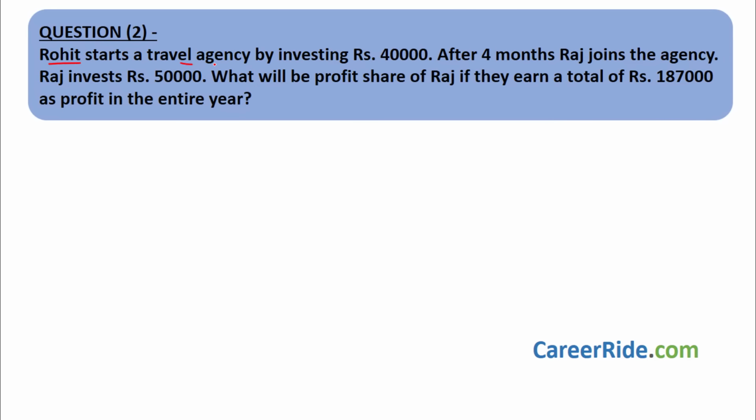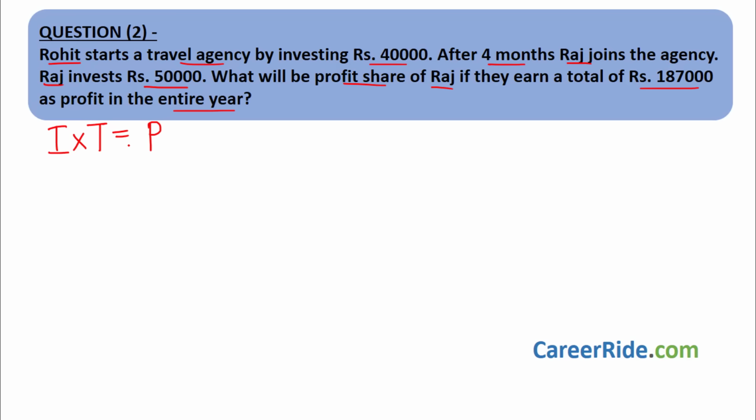Rohit starts a travel agency by investing rupees 40,000. After 4 months, Raj joins the agency. Raj invests rupees 50,000. What will be the profit share of Raj if they earn a total of rupees 1,87,000 as profit in the entire year? Again, we just have to use the formula. What is the formula? Ratio of investment into time is equal to ratio of profit.